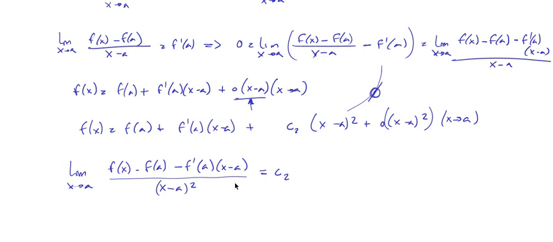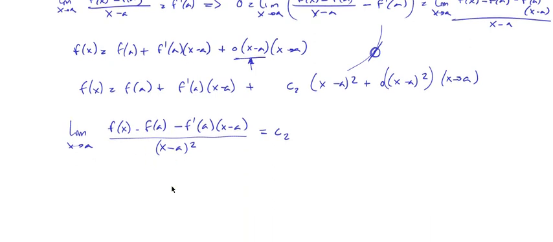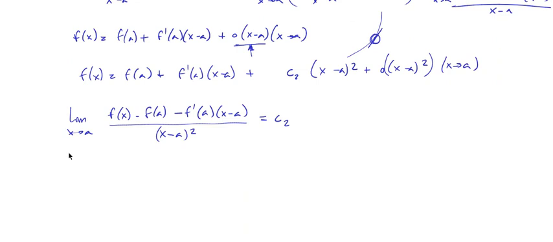And how can we compute this limit? How can we find c2? Well, for this we have to apply L'Hopital's rule, because this thing is going to 0, this thing is going to 0, this thing is going to 0, right? So if we apply L'Hopital's rule and we find that this limit, the derivative of this divided by the derivative of this, exists, then it's going to be equal to this, right?